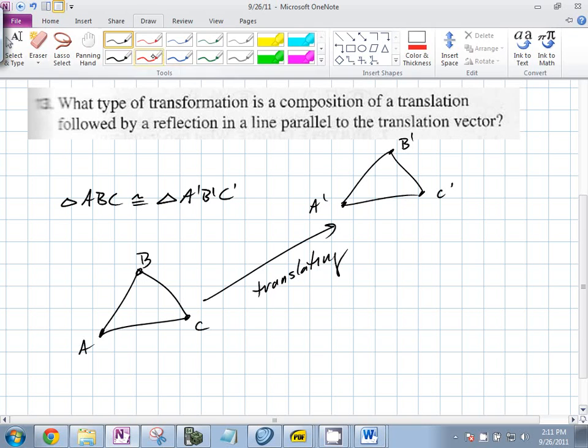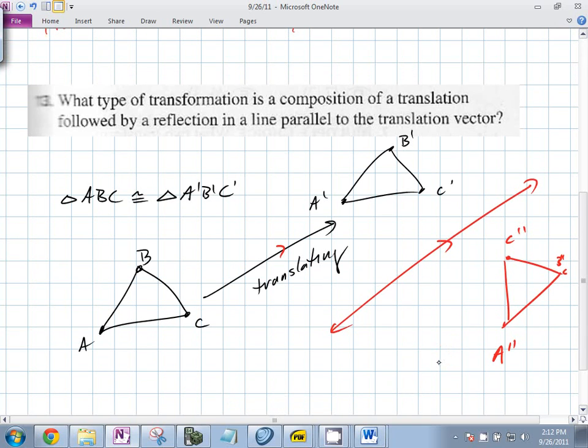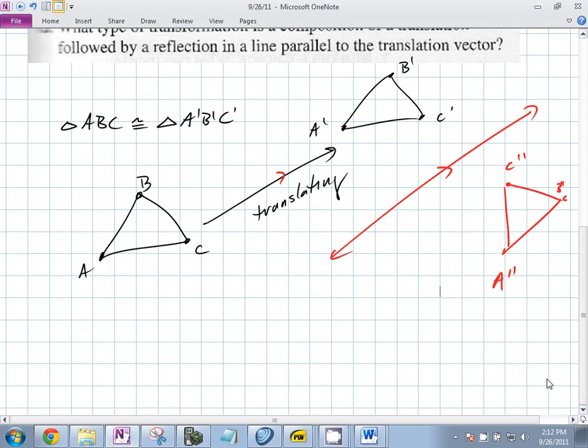So if we draw a line, let's say these two are parallel. This is parallel to this. And we reflect it. Here's C, A, and so there's A double prime, C prime, and B double prime. So the question is, if you wanted to go straight from here to here, what type of transformation is that? Any ideas? Is it a reflection? Rotation. Because it's staying on a straight line. Well, is it staying on a straight line from here to here, right? And then it's a reflection.